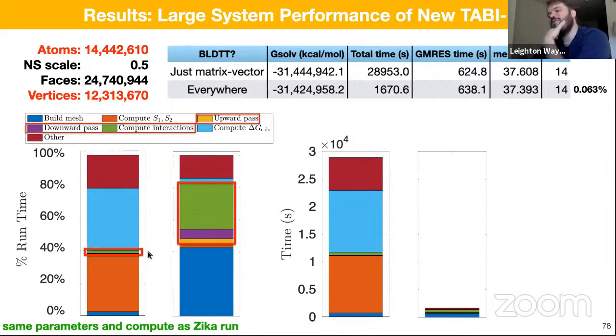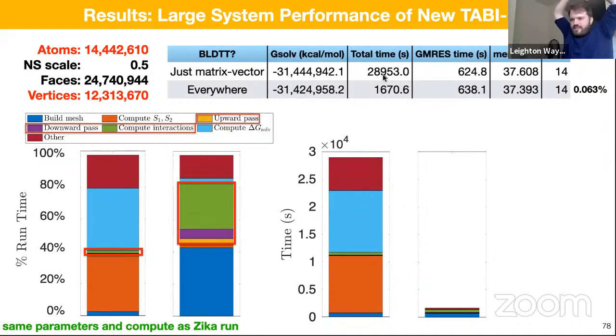This piece was our actual matrix vector GMRes compute, and applying the BLDTT in these places made a huge difference. It greatly shrunk these pieces, and we decreased the total time to well less than a tenth of what we did, more like a twentieth of what we were doing when we just used the BLDTT for the matrix vector product.